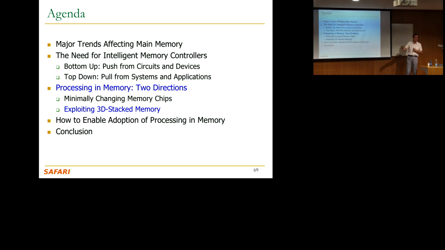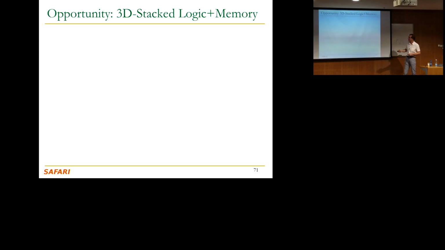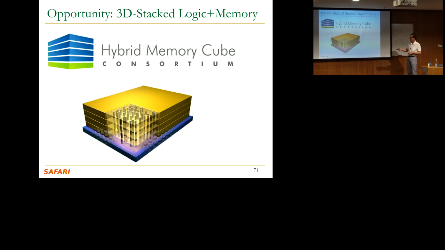I think there's going to be more and more of this. The design of memory chips to do computation, maybe not as minimally changing, but changing the memory chips a little bit more, is going to be more interesting going into the future. But let's talk about this other thing over here, exploiting 3D stacked memory, because this is something that's already happening. We basically have 3D stacked memory plus logic today. And this is one example, the Hybrid Memory Cube Consortium.